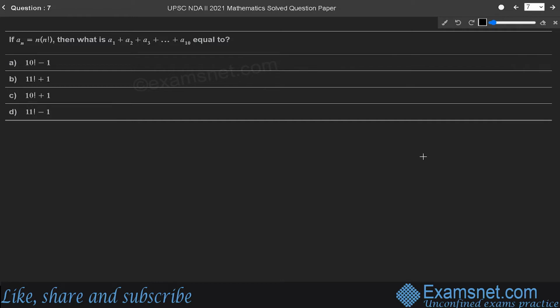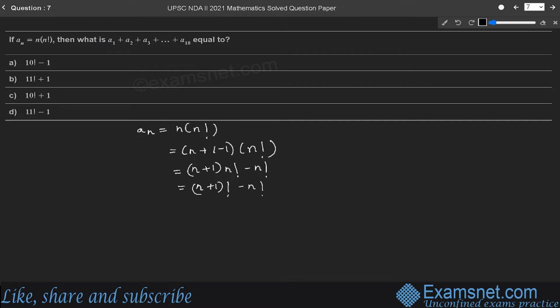Next question is, if an is equals to n into n factorial, then what is the value for a1 plus a2 plus a3 so on up to a10? The given term is this. It can be written as n plus 1 minus 1 into n factorial, because we know that n plus 1 minus 1 is n only. So further it can be written as n plus 1 into n factorial minus n factorial on multiplying the n factorial in the bracket. So it can be written as n plus 1 factorial minus n factorial.